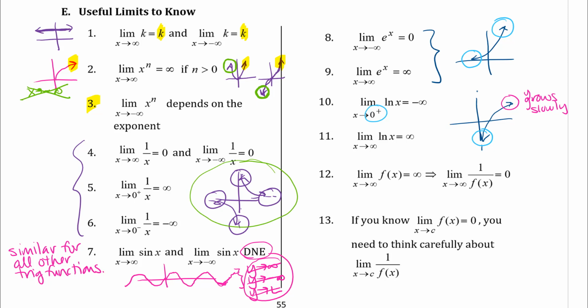If I know that I have a function whose outputs approach 0, you need to think carefully about that reciprocal function. It's possible that this limit may not exist, or it's possible that this limit might be positive infinity, or it's possible that that limit might be negative infinity. Essentially, you need to think about which side of 0 the function approaches 0 from, whether the function outputs are a little bit smaller than 0, so negative, a little bit larger than 0, so positive, equal to 0, or different from different sides. So you need to think a little bit more carefully about that. And again, investigate using a table or a graph if you are not sure.